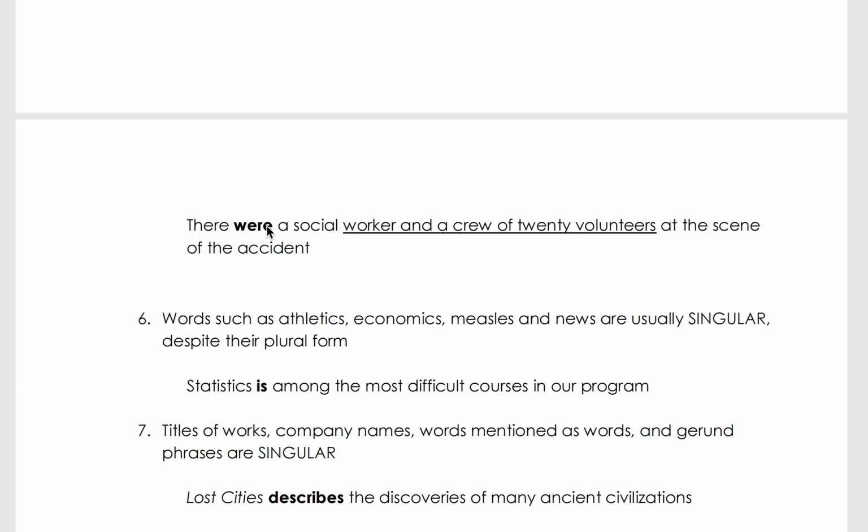And also here, there were a social worker and a crew of 20 volunteers. So here there are two, a social worker and a crew. So that's the reason why we need to have were.